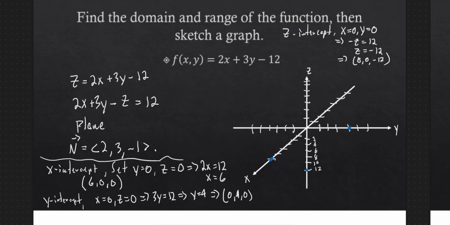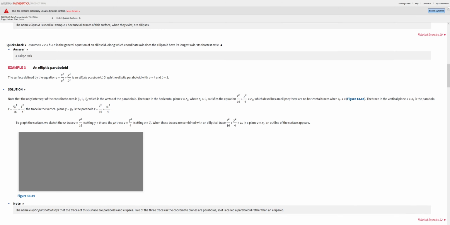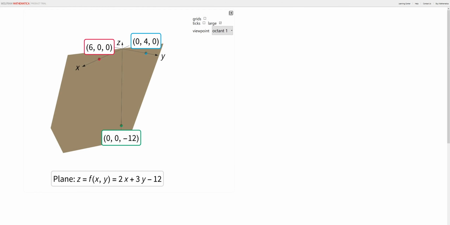So I'm going to go ahead and jump to a visualization of this plane. If you're using GeoGebra, you could just put in either the function or the equation and it'll generate the plane. I'm going to use an interactive figure here and just show you what the final result is.